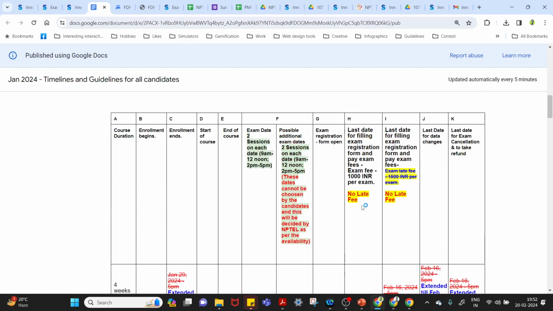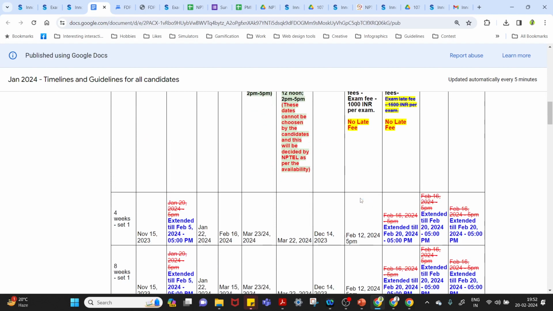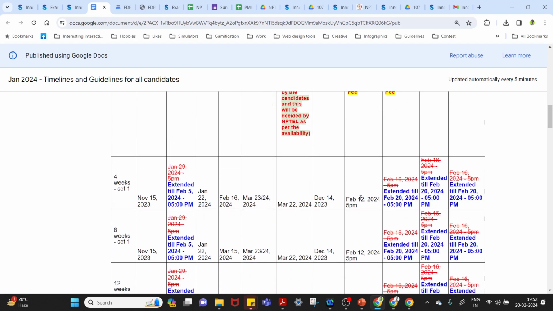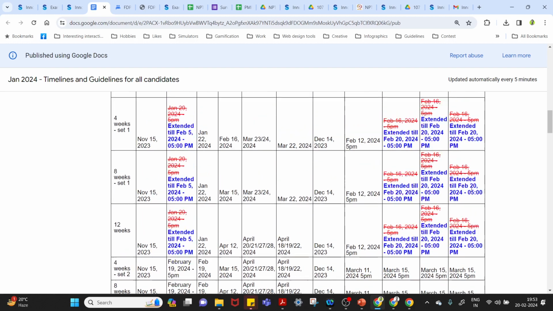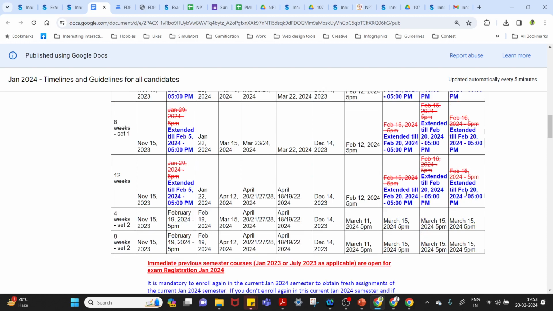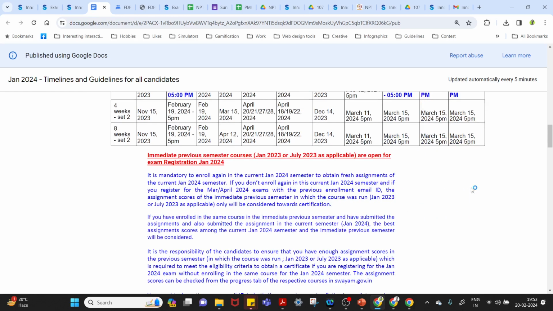Late fee, I think they have taken off that criteria. The exam registration date has been extended till 20th Feb. This is the latest one. For 4, 8, and 12 weeks, this is how the extension has been given.